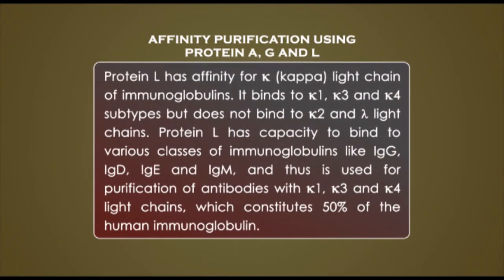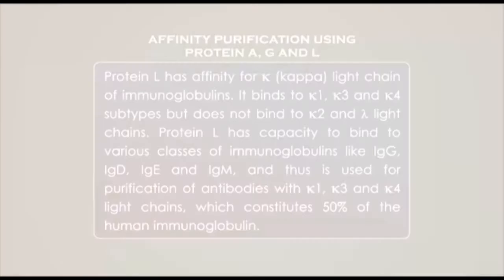Protein L has affinity for the kappa light chain of immunoglobulins. It binds to kappa 1, kappa 3 and kappa 4 subtypes but does not bind to kappa 2 and lambda light chains. Protein L has the capacity to bind to various classes of immunoglobulins like IgG, IgD, IgE and IgM, and thus is used for purification of antibodies with kappa 1, kappa 3 and kappa 4 light chains, which constitute 50% of the human immunoglobulin.